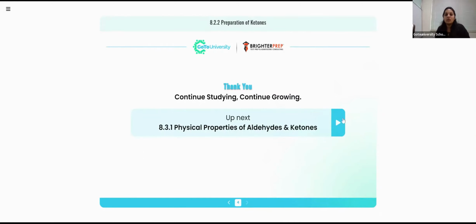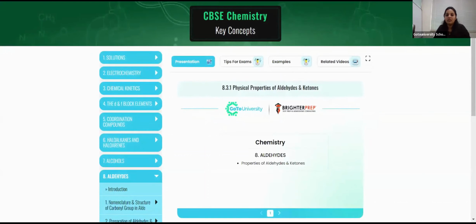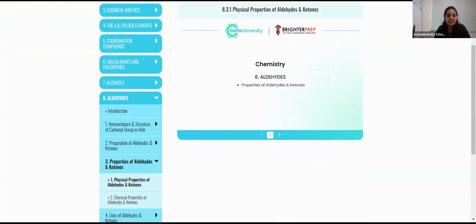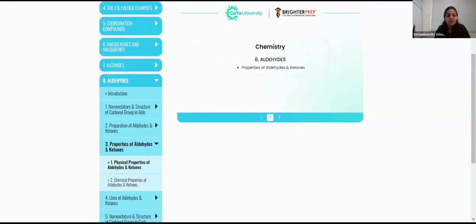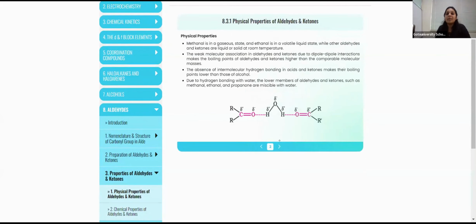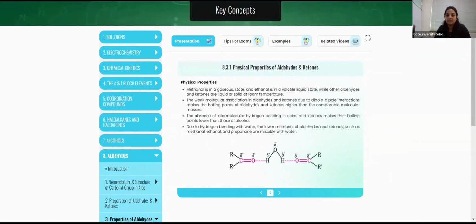Physical properties of aldehydes and ketones. Important. What are the physical properties of aldehydes and ketones? In the previous chapter, we discussed the physical properties of alcohols, right? Here we are moving to the physical and chemical properties of aldehydes and ketones.